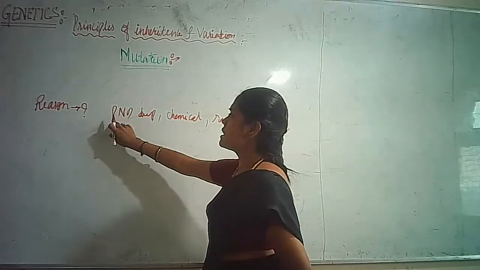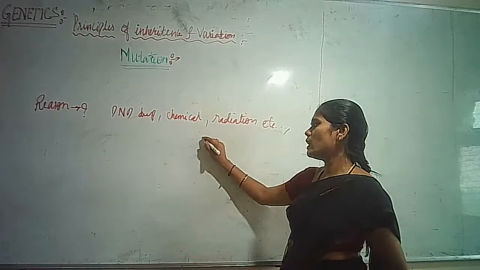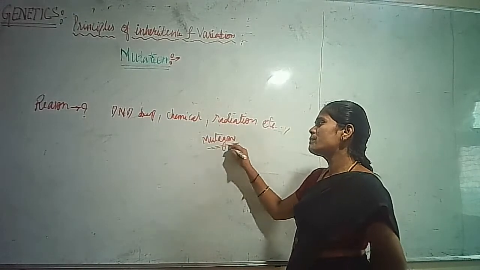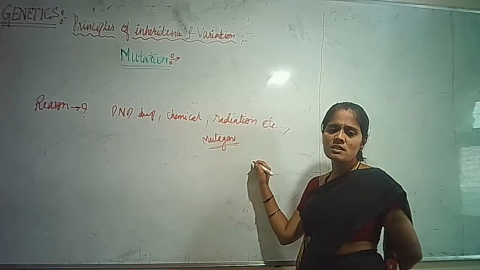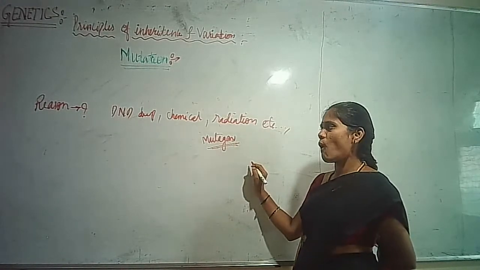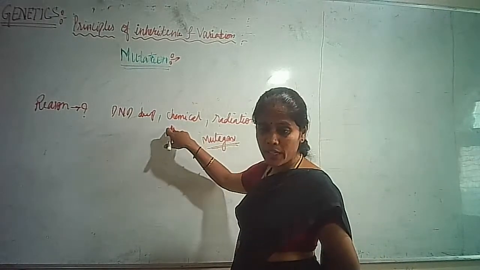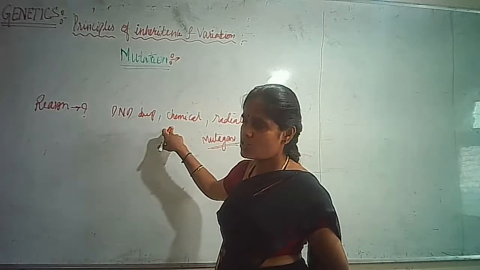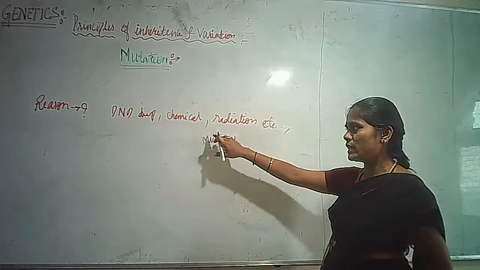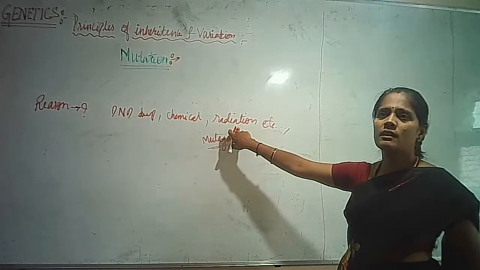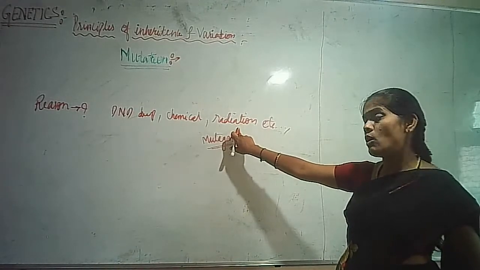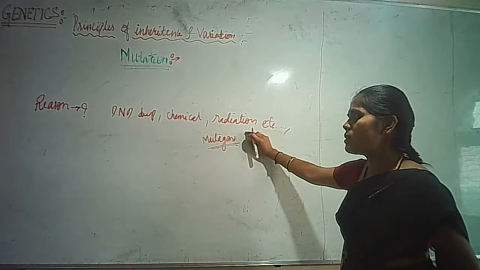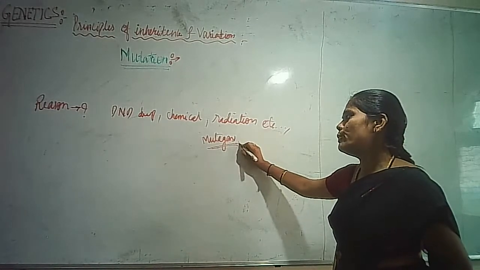The substances which are causing the mutations, we call them mutagens. What are they called, beta? Mutagens. The substances which are capable of forming mutations are called mutagens. For example, some chemicals and radiations like UV radiations cause mutations in the cell. So the substances which cause mutations are called mutagens.